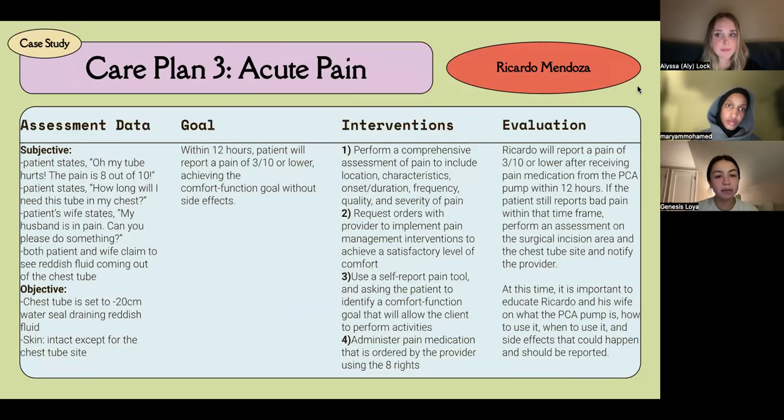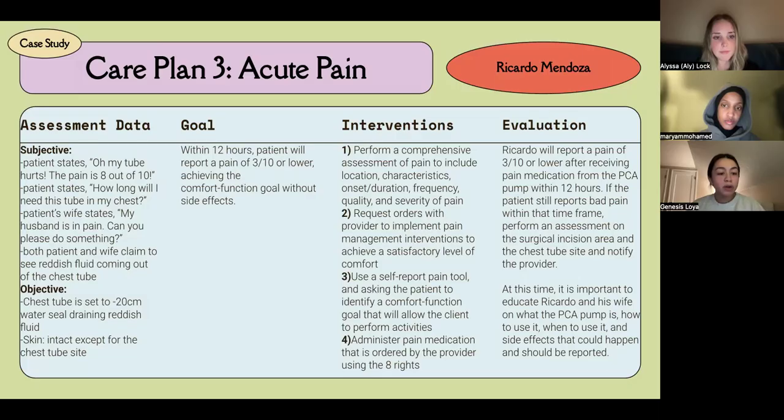Then our third care plan was due to acute pain related to presence of chest tube, as evidenced by the patient reporting pain of 8 out of 10. The patient also states, "How long will I need this tube in my chest?" And his wife states, "My husband is in pain. Can you please do something?" As well, they both claim to see reddish fluid coming out of the chest tube.